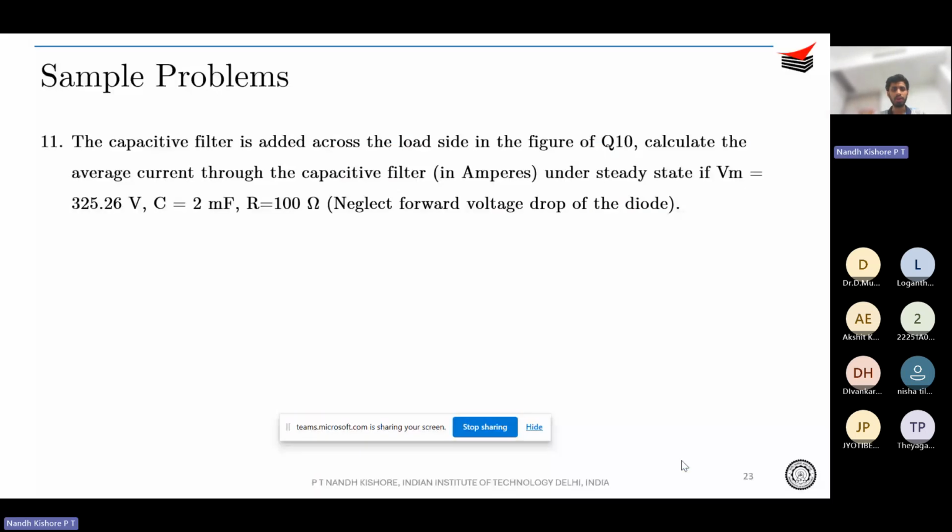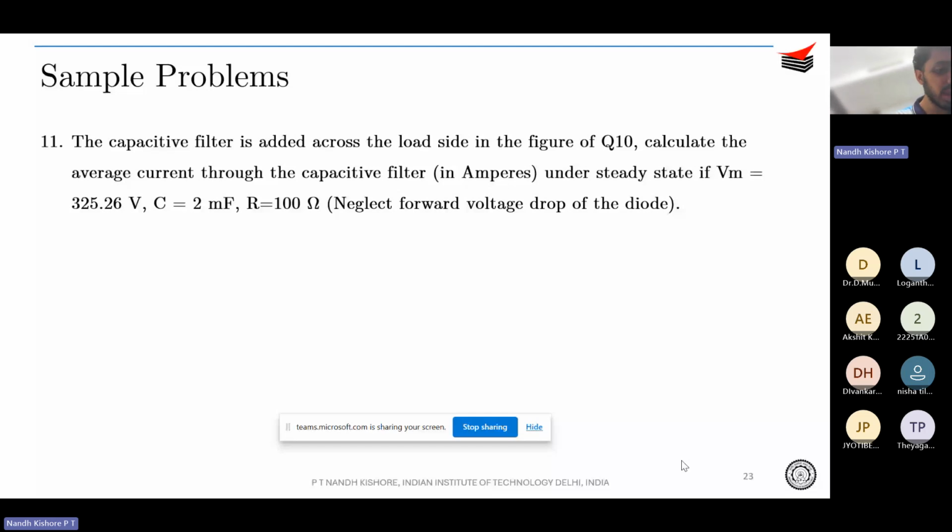Okay. So the capacitor filter is added across the load side in the figure of question 10. Calculate the average current through the capacitor filter. Average current under steady state, if Vm is 325.26, C is 2 millifarad, R is 100. Okay, so what they are doing is, in this circuit, they are adding a capacitor filter across the load.